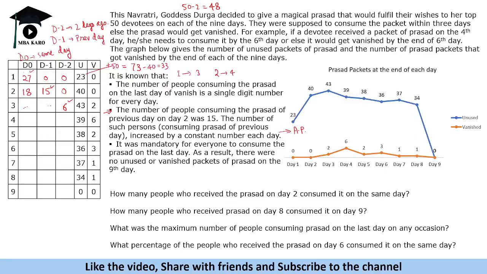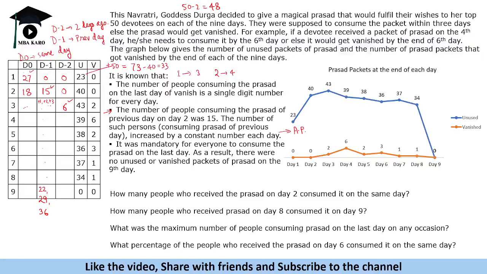So let us read this hint. It says that the number of people who consumed the prasad of the previous day on day 2 was 15. And the number of such persons increased by a constant number each day. So this is 15. It can increase by 1, 2 every day, like that. Right. So 1, 2, 3, 4, 5, 6, 7. So this number can become 22. If it increases by 1, it can become 29 or it can become 36 also.